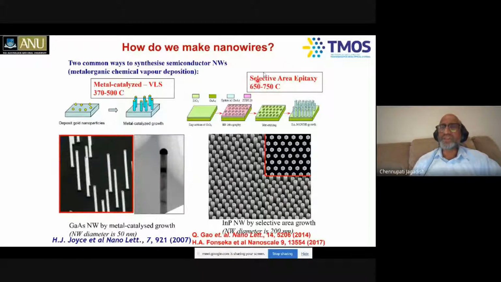In this case, we use something called selective epitaxy. By the way, VLS is the vapor liquid solid growth mechanism. You're incorporating a vapor into a liquid and getting a solid, and Wagner and Ellis at Bell Labs introduced this terminology called VLS growth process. So in the selective epitaxy, in this case, we don't use any metals. We take a semiconductor substrate. In this case, I'm giving an example of indium phosphide.